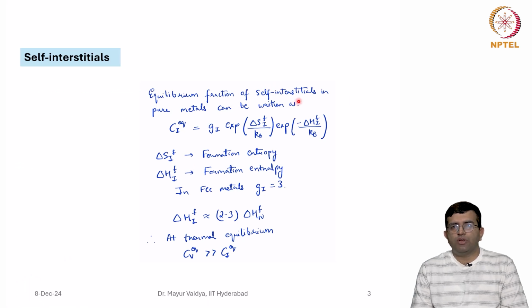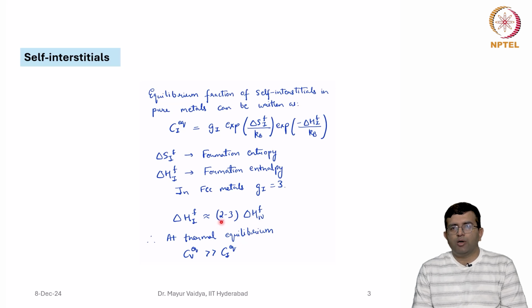The equilibrium fraction of self-interstitials, like vacancies, can be written in pure metals as C_i equilibrium is equal to G_i times exp(ΔS_if/k_B) times exp(−ΔH_if/k_B). Here ΔS and ΔH are the formation entropy and enthalpy. G_i is a geometric factor which depends upon the crystal structure; for example, for FCC it is equal to 3. Generally, the ΔH for self-interstitial formation is almost 2 to 3 times more than the ΔH for the formation of monovacancies.